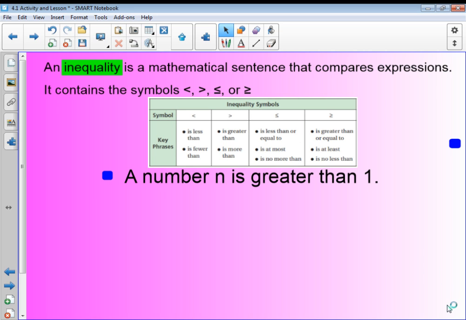Okay, in this part of the lesson, we're going to be working through writing inequalities from a number sentence. So an inequality, once again, is a mathematical sentence that compares expressions. It contains the symbols of less than, greater than, less than or equal to, or greater than or equal to.